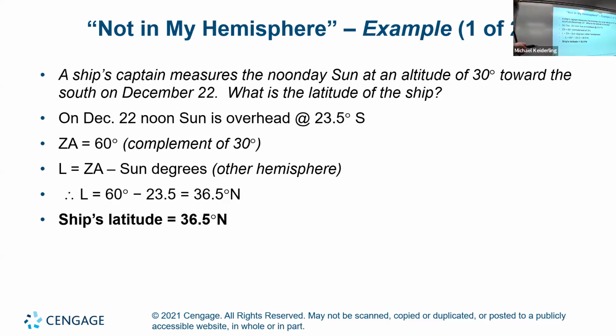So it's December 22nd, it's 30 degrees towards the south. He's in the northern hemisphere. On December 22nd, the sun is overhead 23.5 degrees south. The zenith angle is the complement of 30 degrees. So that's 60 degrees. So zenith angle minus sun degrees, 60 degrees minus 23.5 degrees is 36.5 degrees north.